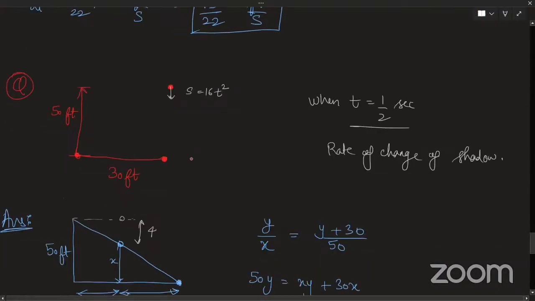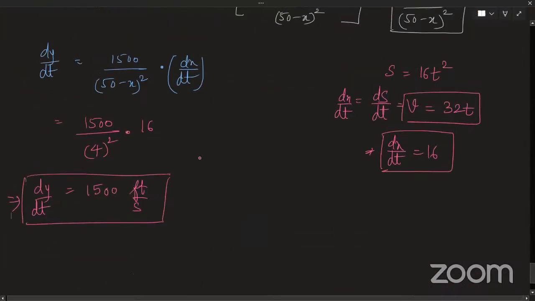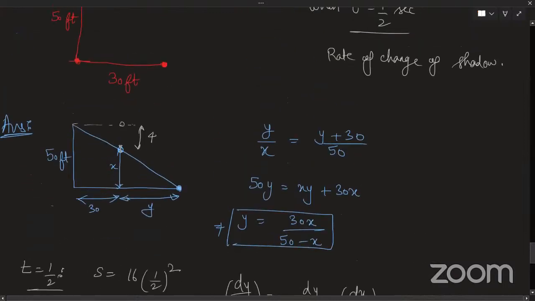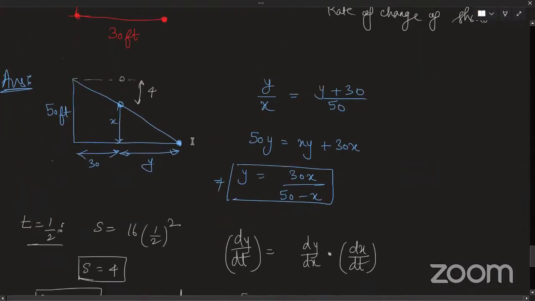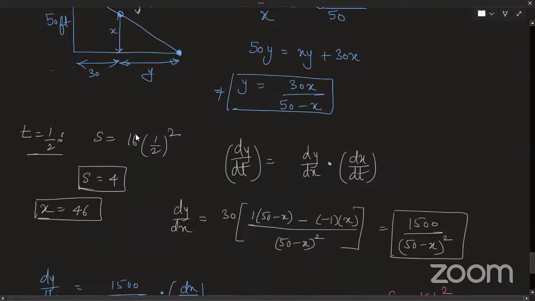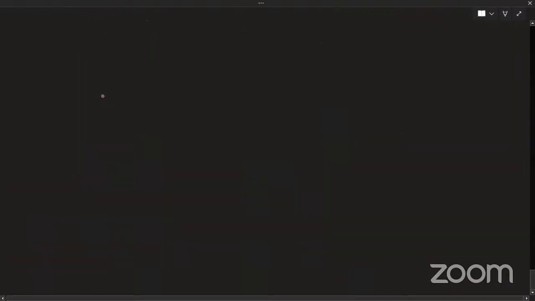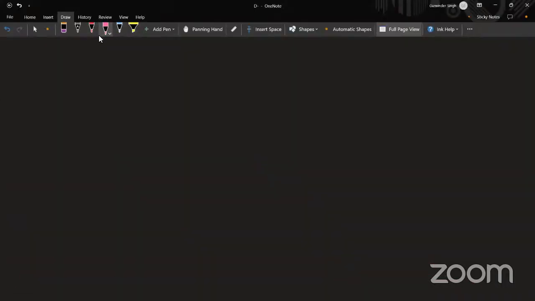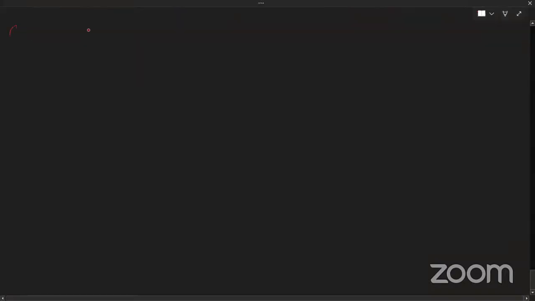So all you need to do is establish a relation between the quantity that's being asked and the variables that are being given to you. Once you do that, all you require is to do the differentiation and you'll get your answer.